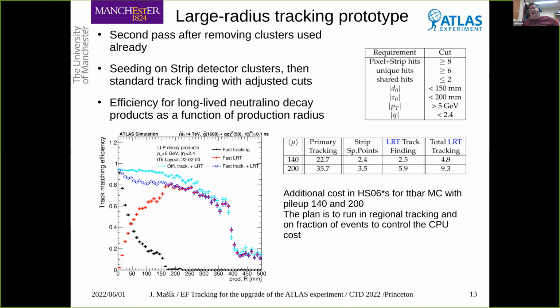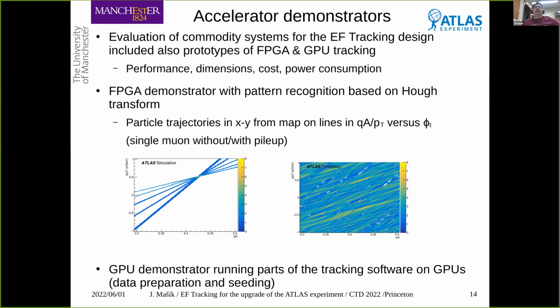The cost of the large radius tracking, if we compare again on TT bar events with the pileup 140 and 200, is not negligible. We had something like 30 for pileup 200 for the fast tracking, so it's about 1/3. But the plan is to run it in a regional way, and also not on all events, so we would control the input rate to this reconstruction.